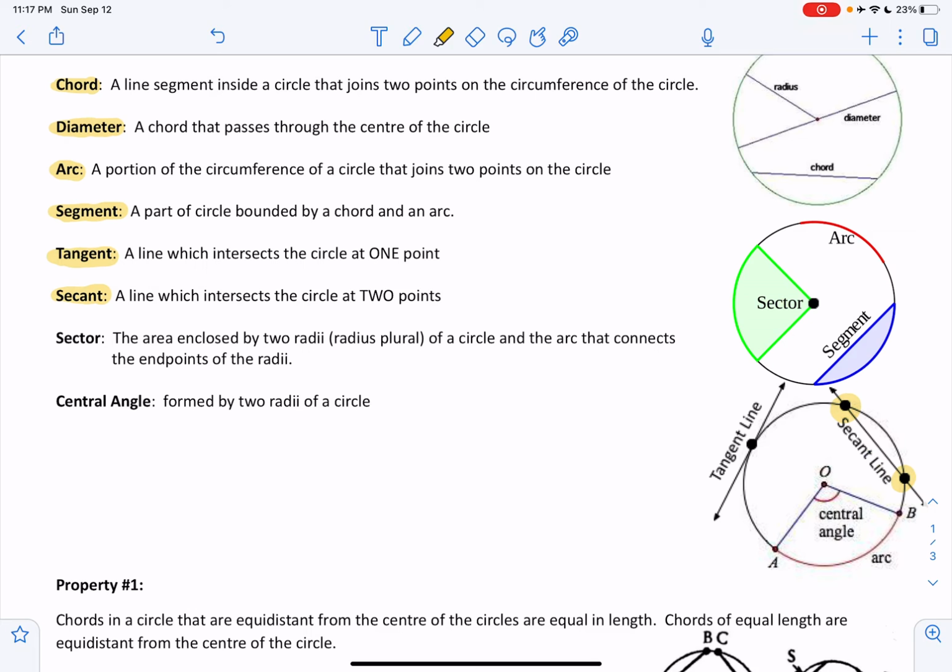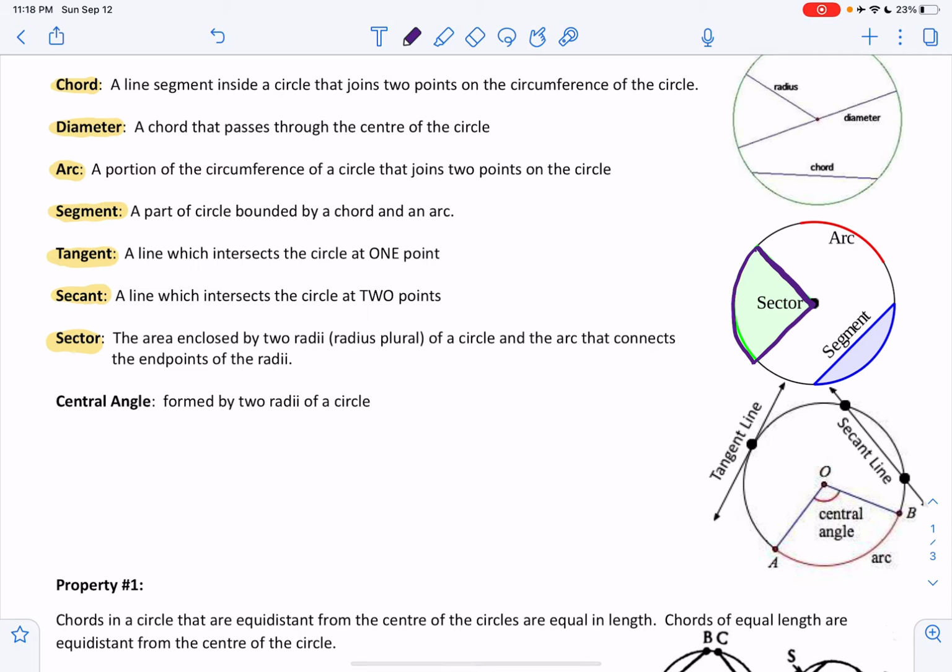But it's similar to a chord in that we pick 2 points on the outside of the circle and we just connect them. Next is a sector. A sector is the area enclosed by 2 radii, which is the plural of radius, of a circle, and the arc that connects the endpoints. In other words, a sector is what we call our pizza slice. So if I look here, I have my slice of pizza. That's what we call a sector.